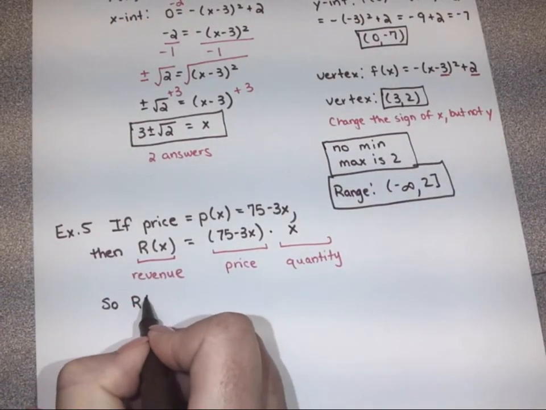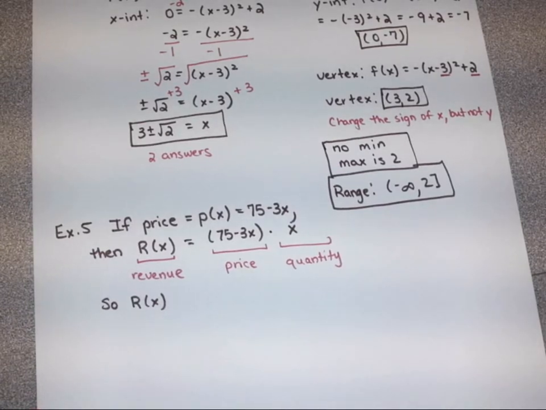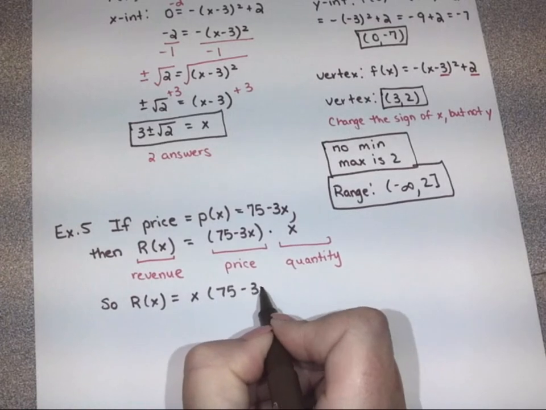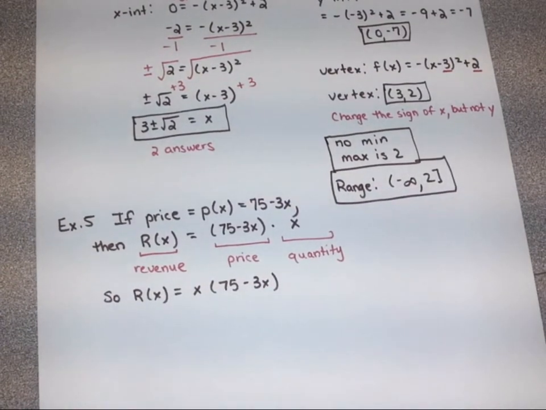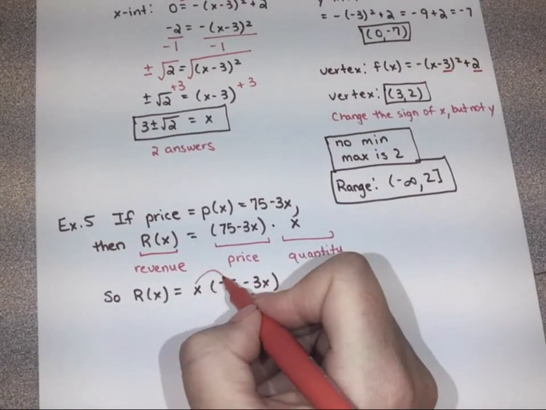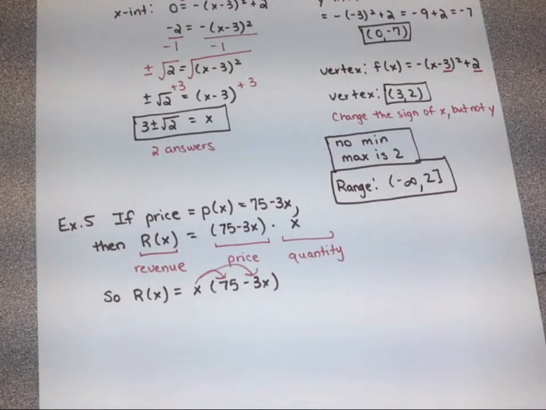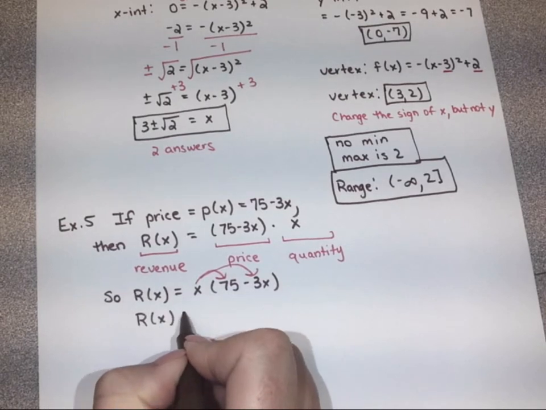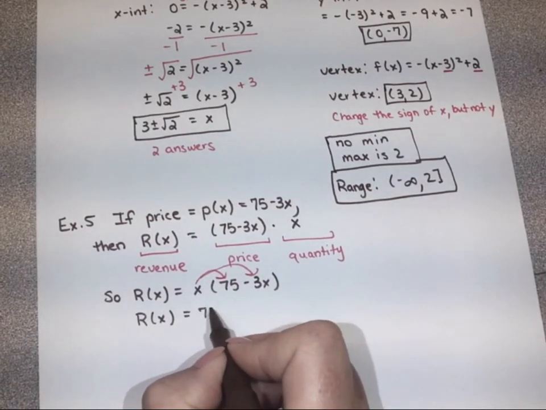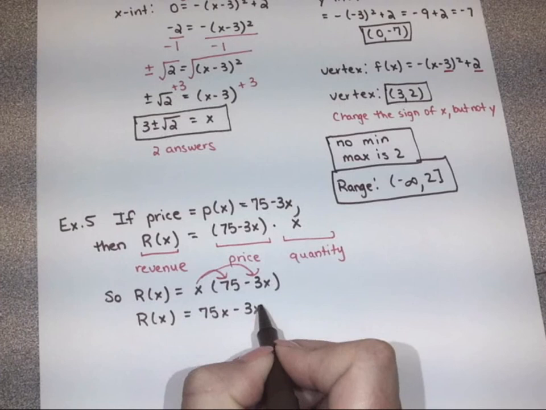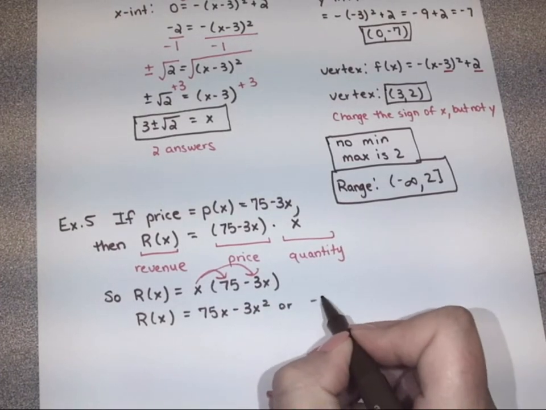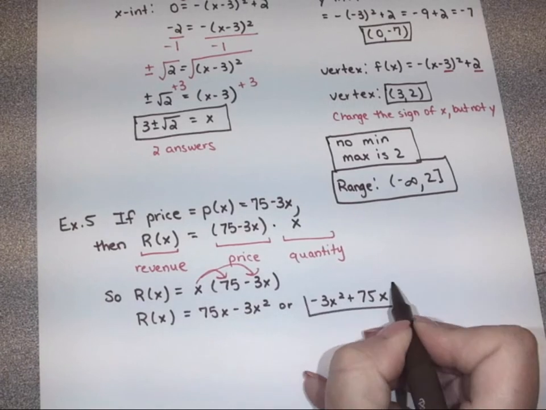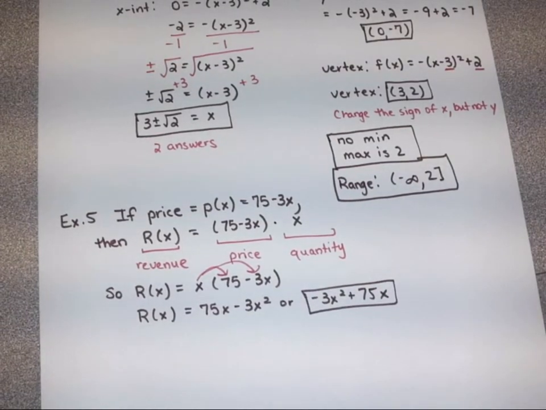So if we do distributive property, I'm going to rewrite this in another way just to make sure. I'm going to put the x first just because we're probably more comfortable with distributive property that looks like this rather than the x after. But we're going to get 75x minus 3x squared for the revenue. Or if we rewrite it, usually we write the x squared term first.